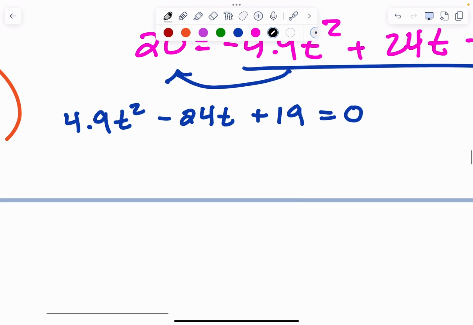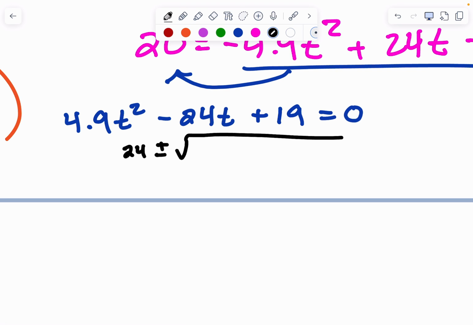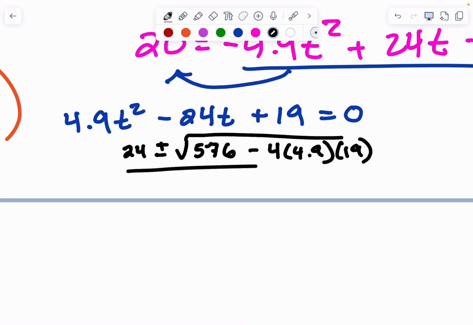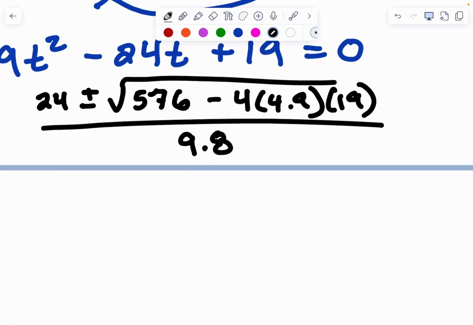Negative b will be 24 plus or minus the square root of b squared. 24 squared is 576. Minus 4 times a, which is 4.9, and c, which is 19, all over 2 times a, which is 9.8. Right? 2 times 4.9 is 9.8.